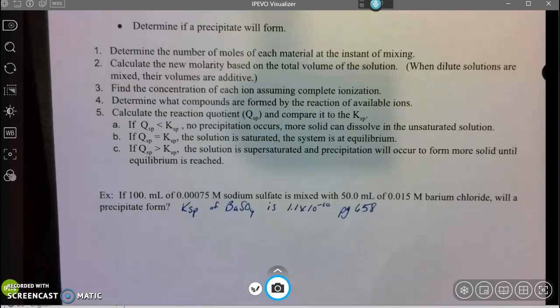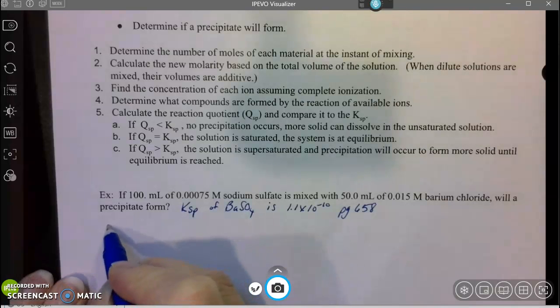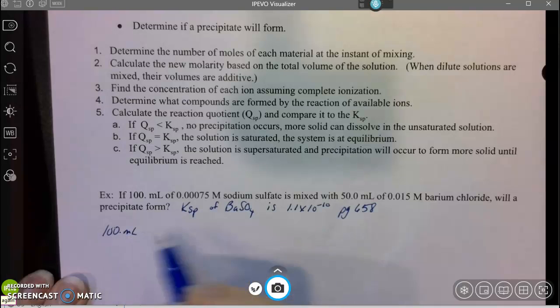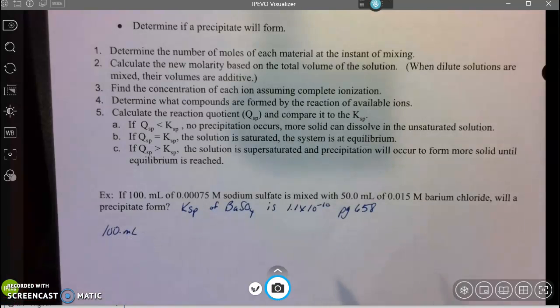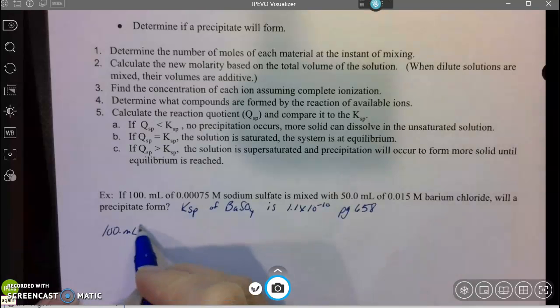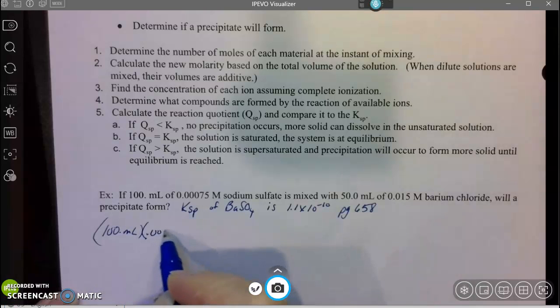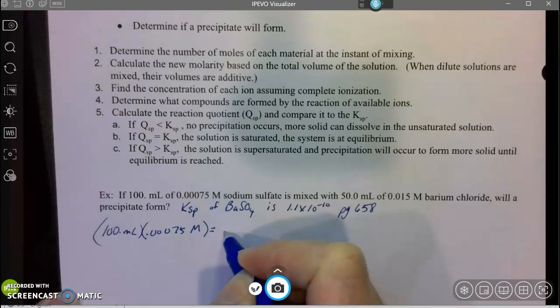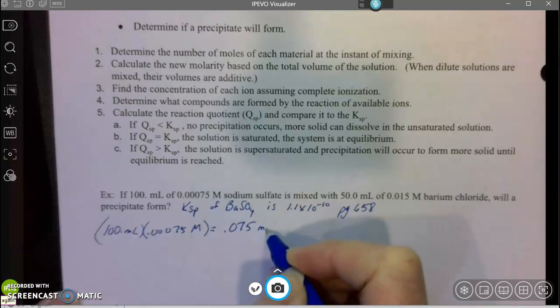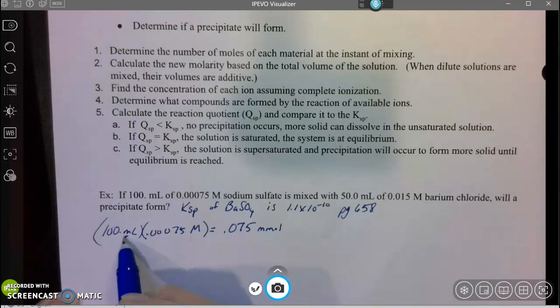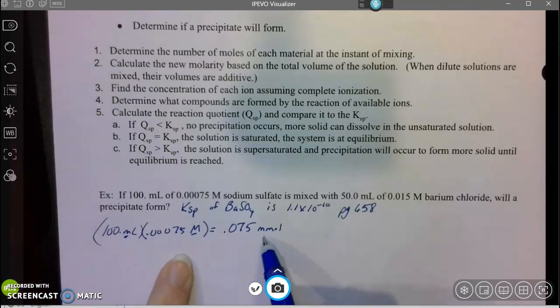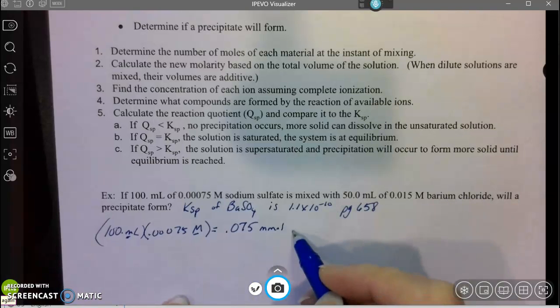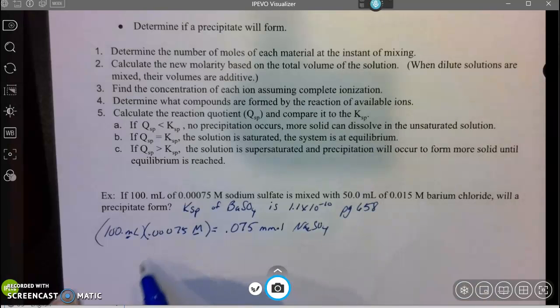So I'm starting with 100 mils of 0.0075 molar sodium sulfate. And I'm not going to convert this to liters. So I'm going to use something called millimoles. So this will give me 0.075 millimoles. So basically the liter part is going to cancel, and we're just going to take the milli part from the milliliters and the mole part of sodium sulfate. And this just saves you a step. You'll see what happens with the milliliters in a minute here.